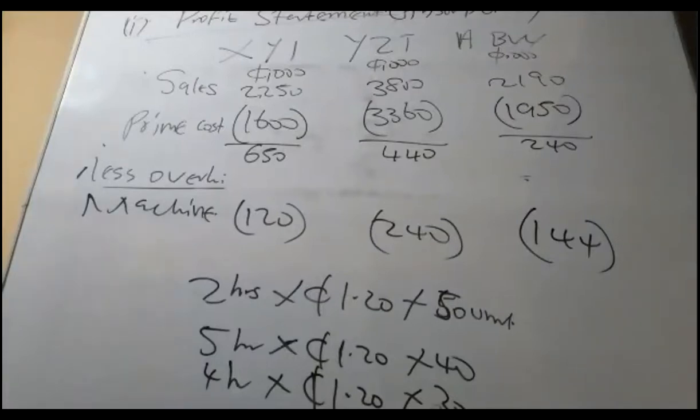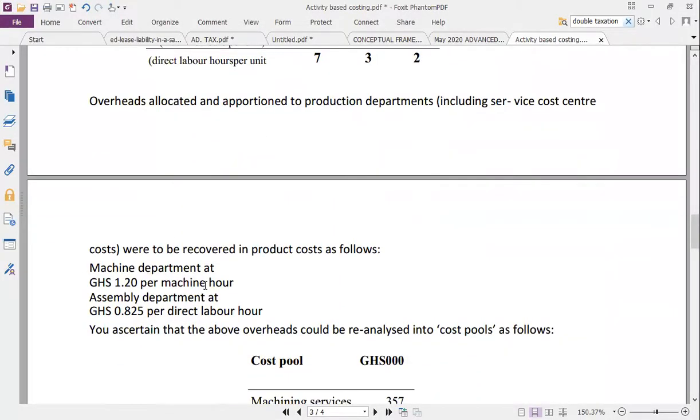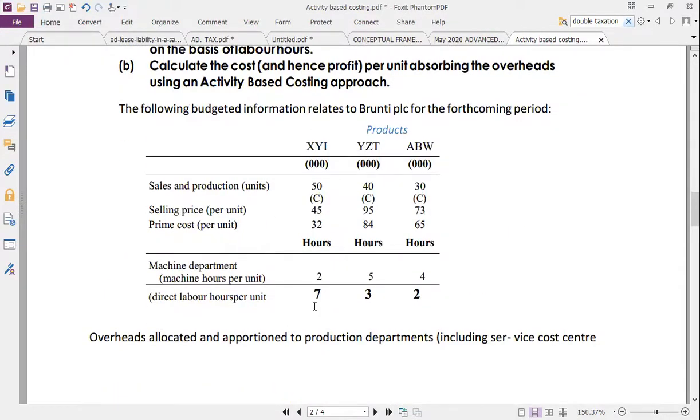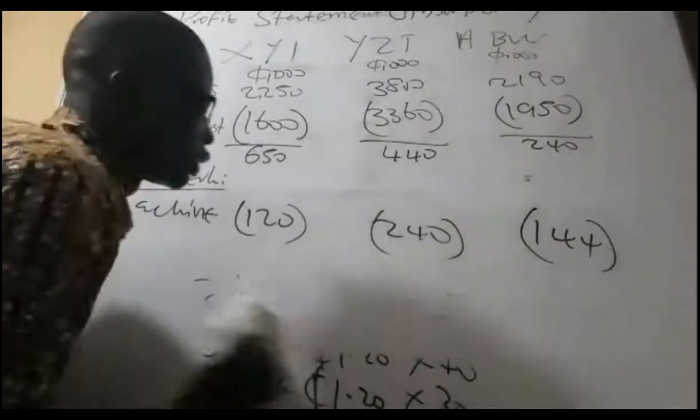And let's go and pick assembly to its detail. So we're told that for assembly it is 0.825 per direct labor hour, the same way. So the first one will be, let's go and pick the direct labor hour, 7. So 7 hours by 50. Good. So 7 hours by that figure by 50. So let's do that one here.